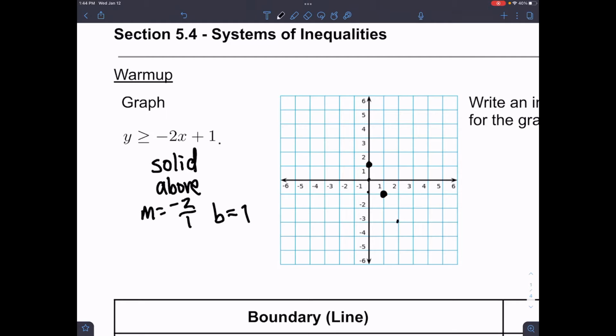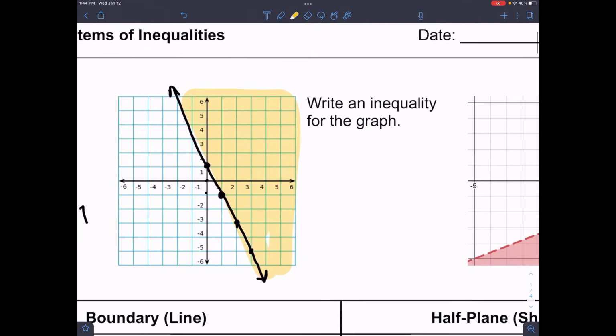Go to 1, down 2 over 1, down 2 over 1, and then just continue that in the other way. Pick a solid line, and finally shade above. That's it.